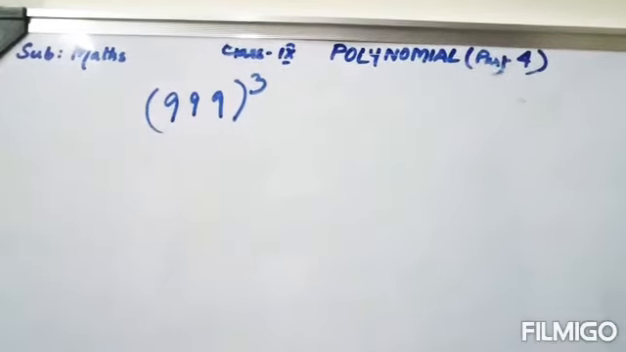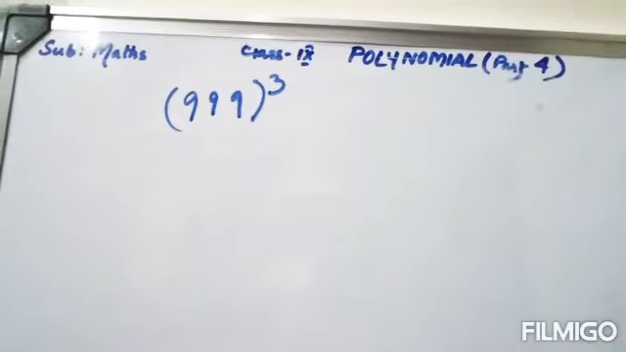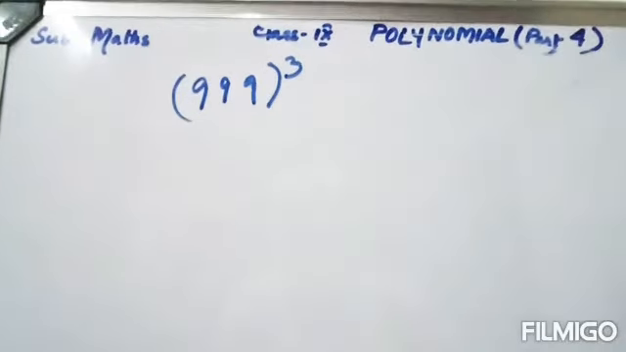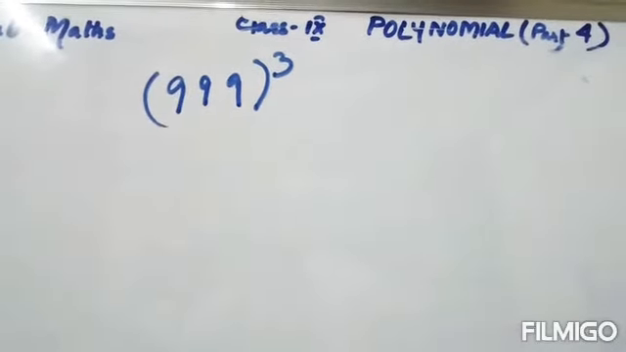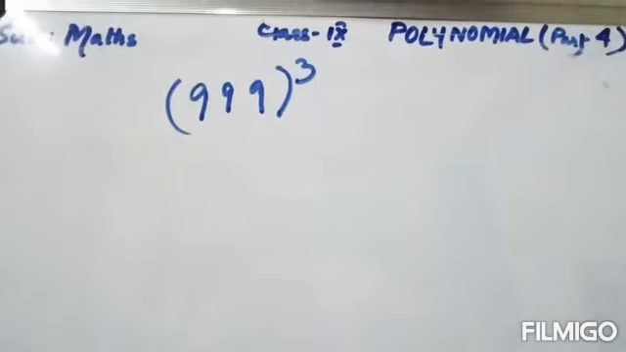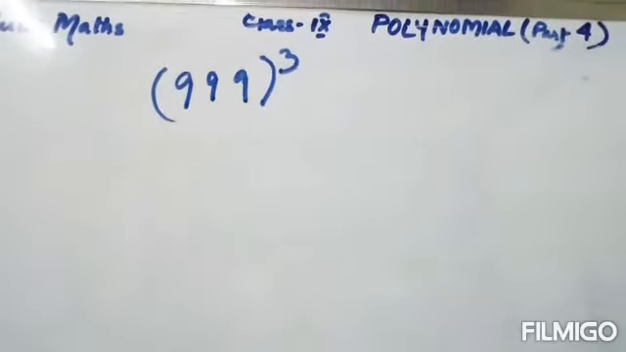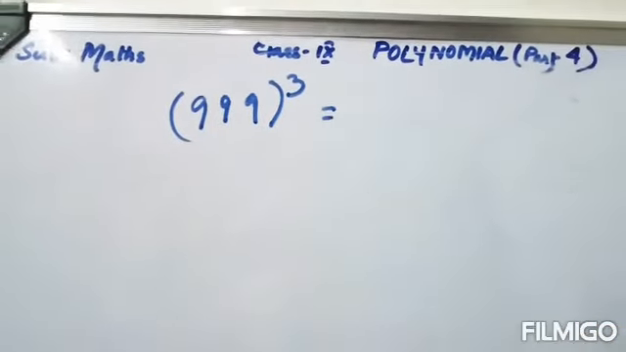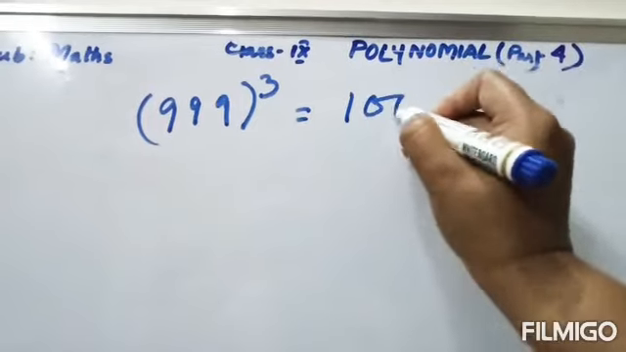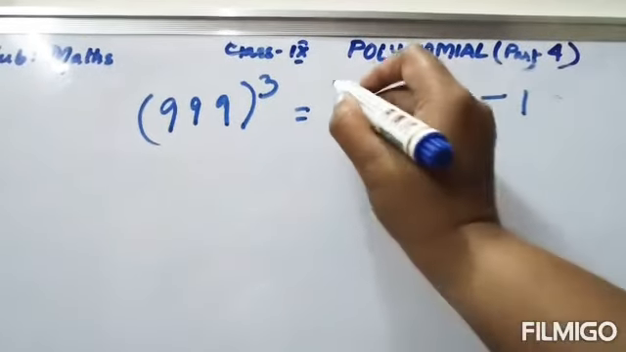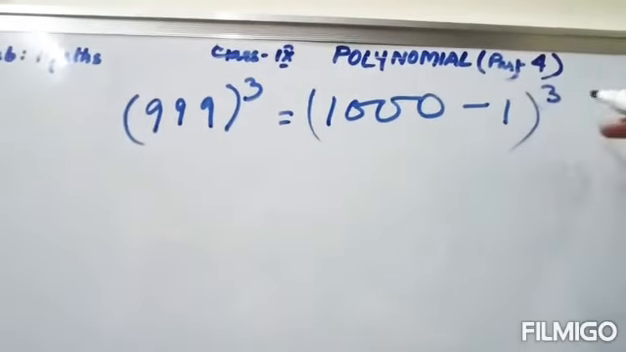Whenever a number is given and you're asked to find it using the algebraic identities, always try to bring the number to the nearest multiple of 10. So what is the nearest multiple of 10? 999 is close to 1000. So 1000 minus 1 we can write as 999.